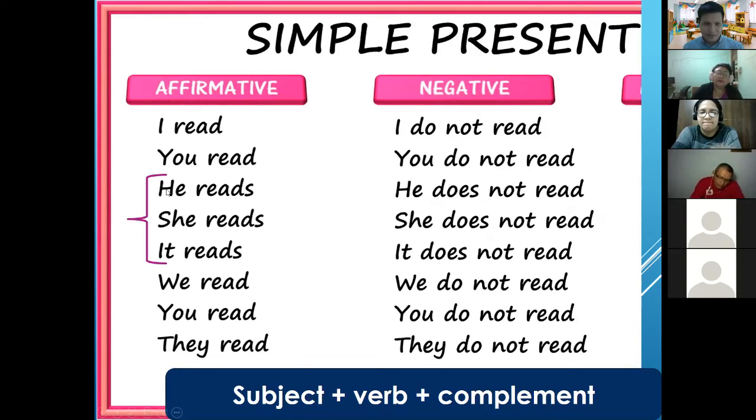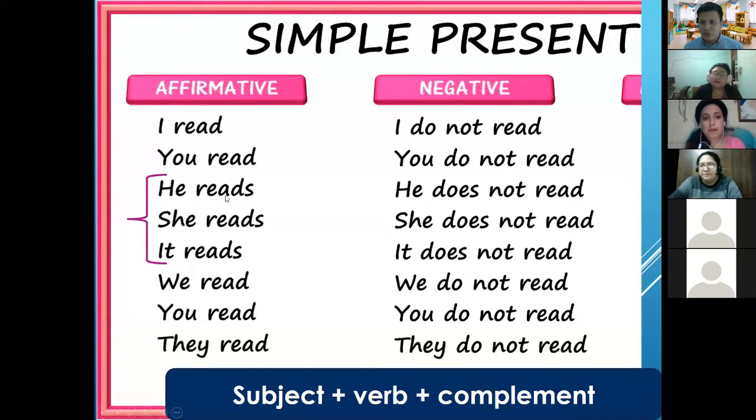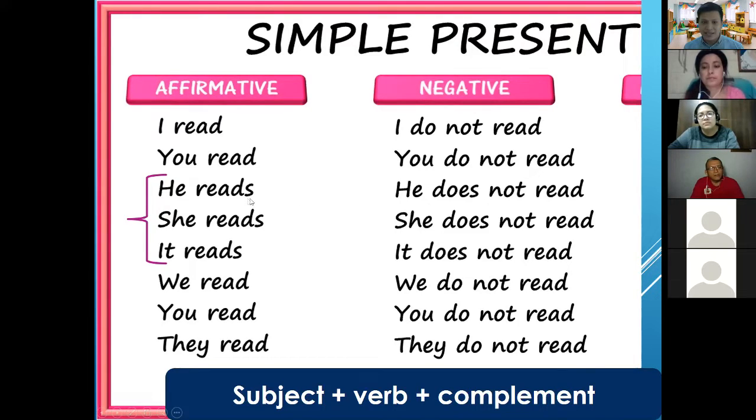Quiero que todos me entiendan esto. Las third person nos va a dar un poquito ahí de dolor de cabeza. ¿Por qué? Tienen que aprendérselo. He, she, and it. Estos tres. Okay? With these three, we are going to modify the verb and we're going to add S. And in some cases, add ES. Que lo vamos a ver más adelante. Okay, read. It means leer, right? And with third person, we're going to add S. Eso está claro. Muy bien.